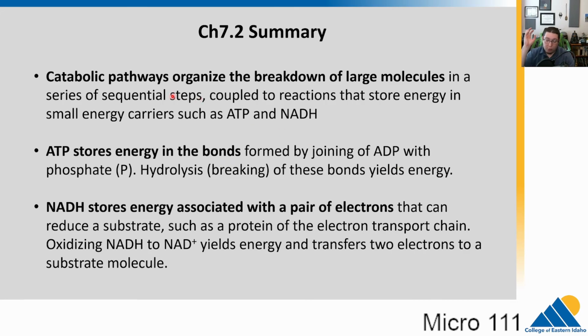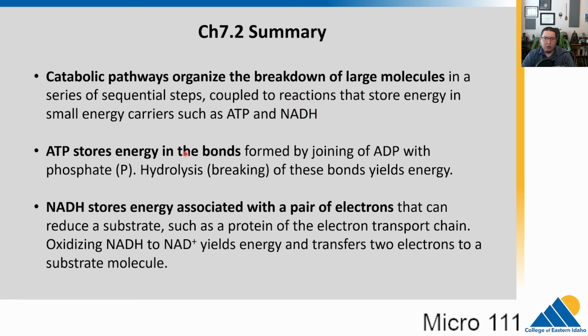Okay, so we've talked about energy. Now we've talked about breaking things down and how we transfer the energy around. It's through high energy electrons. So the catabolic pathways organize the breakdown of large molecules into smaller pieces, and that happens in little steps, step by step by step, all controlled by enzymes. And in the process, they're releasing energy that's going to be stored in smaller molecules like ATP and NADH.